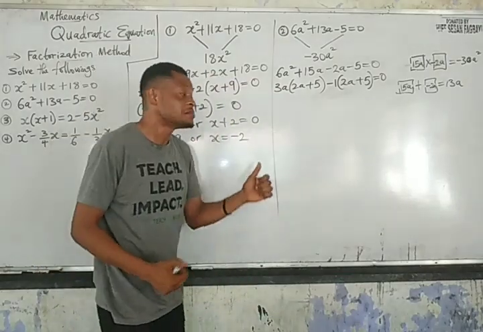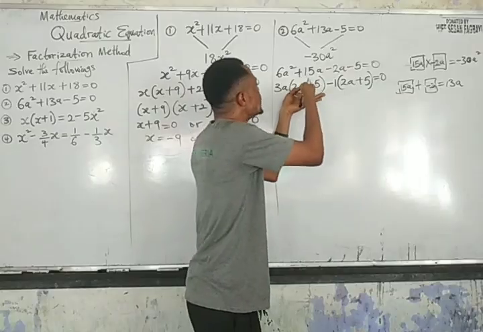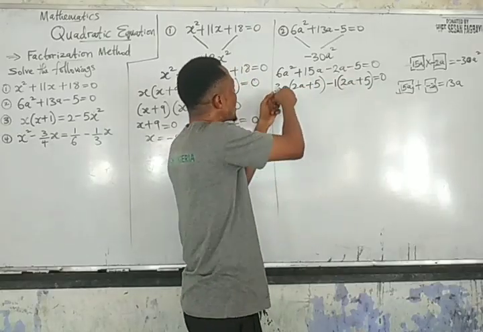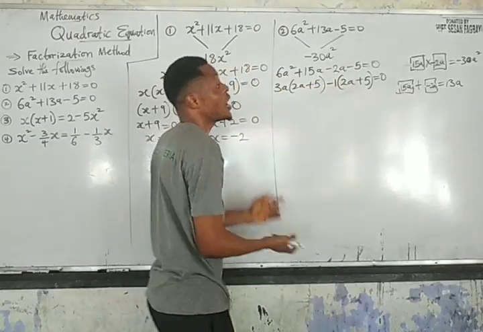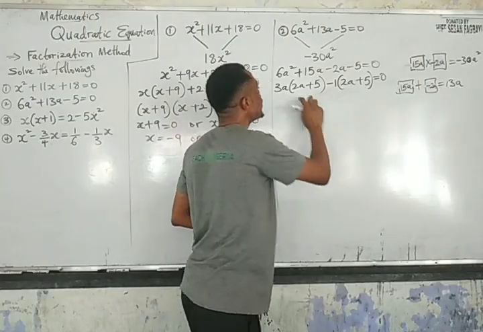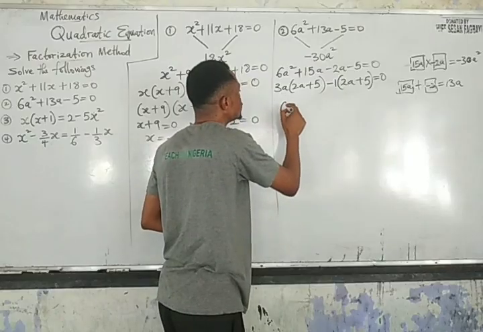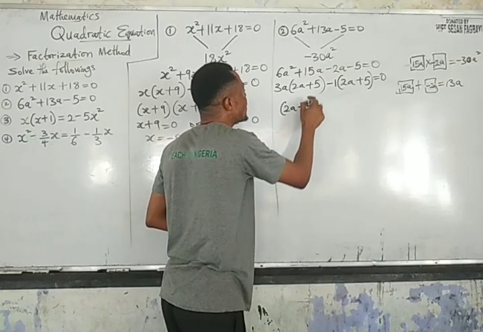Like I said earlier, you can choose to use the grouping method by assuming that since we have the two values here, you write them together, and the ones that are outside, you group them together. Or you work it like what is common between here and here. We have 2A plus 5, 2A plus 5. We have it grouped out, 2A plus 5.